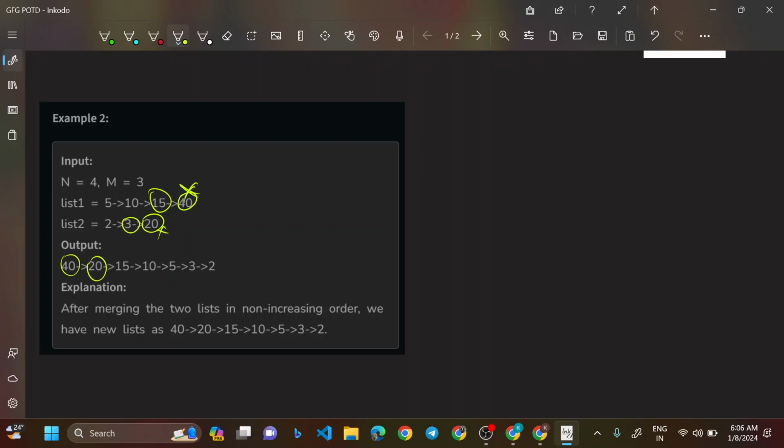Now what is there? 3. So who is greater out of 3 and 15? 15. So put 15 here. 15 is out of the picture. Now what is there? 10 and 3. Comparing 10 and 3, which is bigger? 10. So put 10 here.